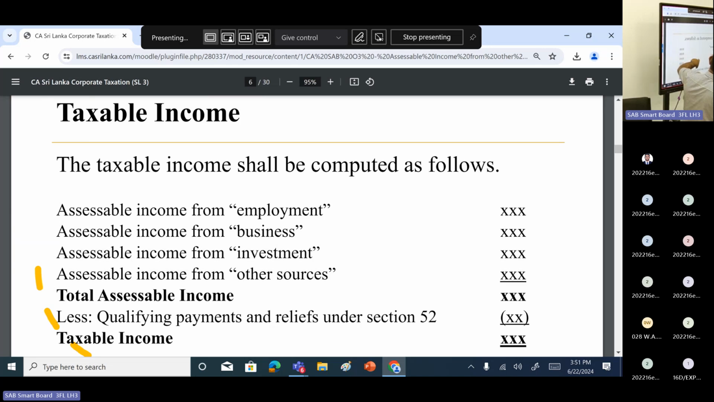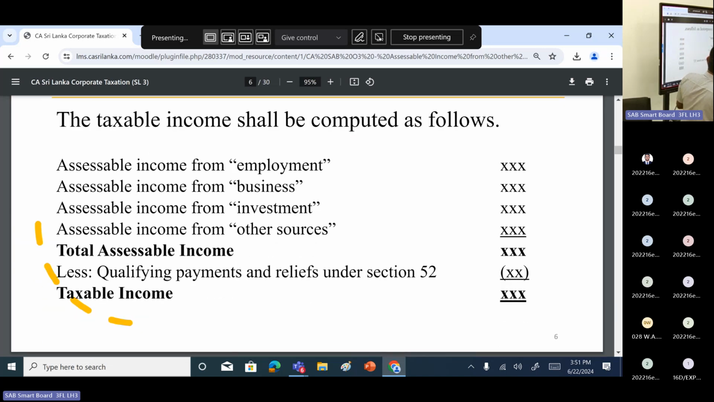This is the slide we discussed at that time also. Assessable income from employment, assessable income from business, assessable income from investment, assessable income from other sources. Now we know how to work this out. The aggregate of all these sources of income we call total assessable income. From that we can deduct qualifying payment and relief, as per section 52. You need not write the section, but remember we can deduct qualifying payment and relief. Once we deduct the qualifying payment and relief, we call it taxable income. On taxable income, we just apply the tax rate and work out the tax. Simple.